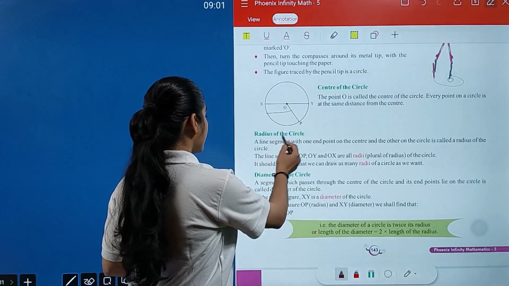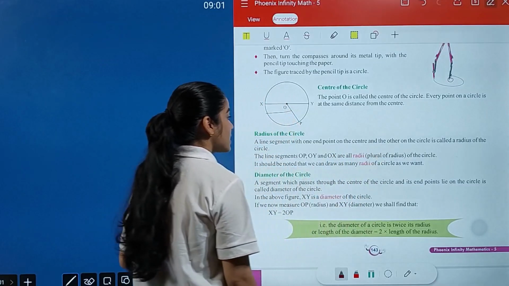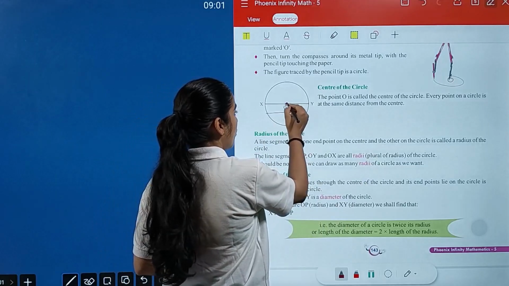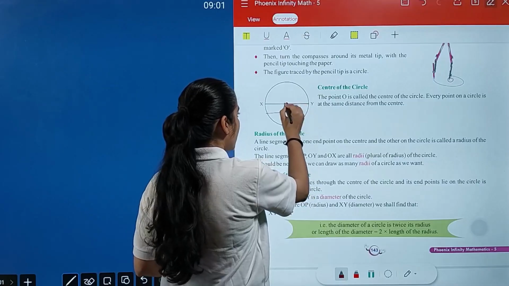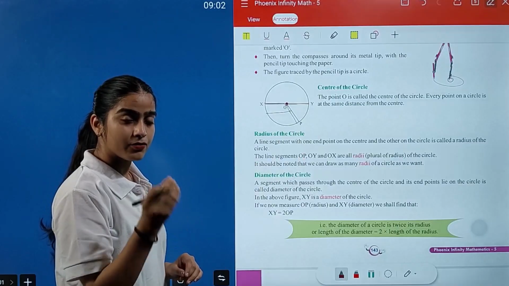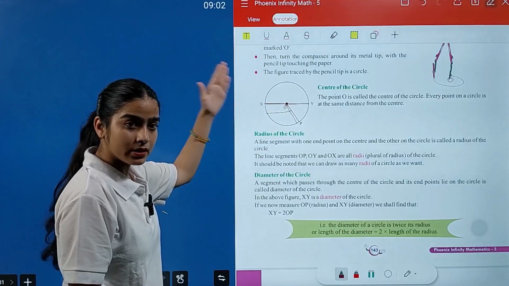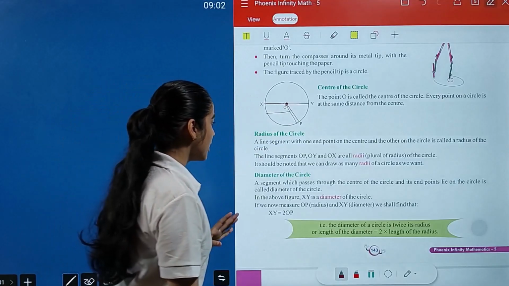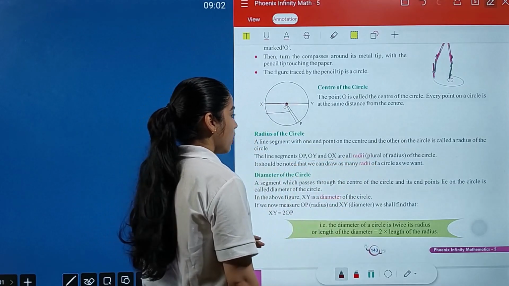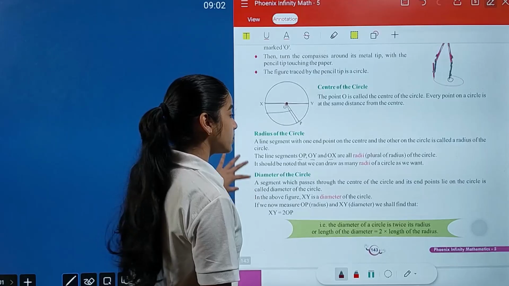Next we have the radius of the circle. A line segment with one end point on the center and the other on the circle is called the radius of the circle. So these distances OY, OP and OX are your radii. Radius means we start a line from the center and this line touches the edge of the circle at only one point. The line segments OP, OY, OX are all radii, plural of radius, of the circle. It should be noted that we can draw as many radii of a circle as we want.